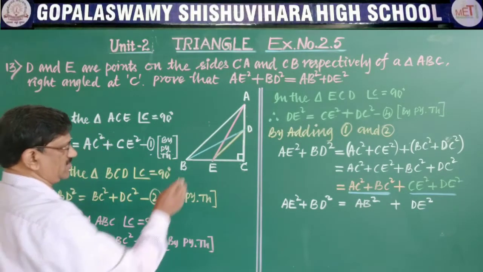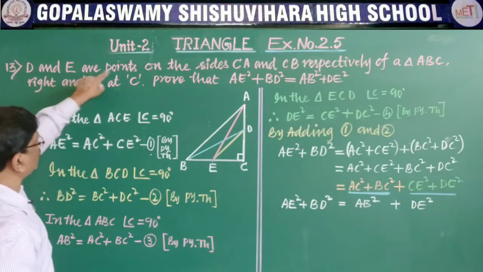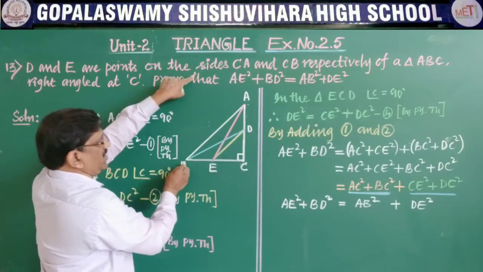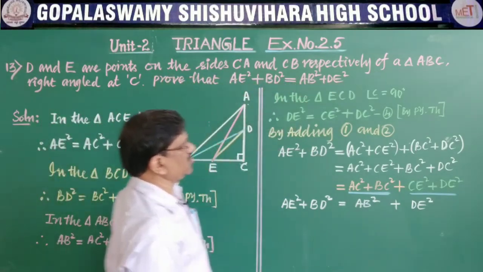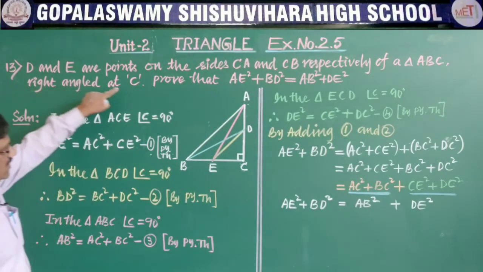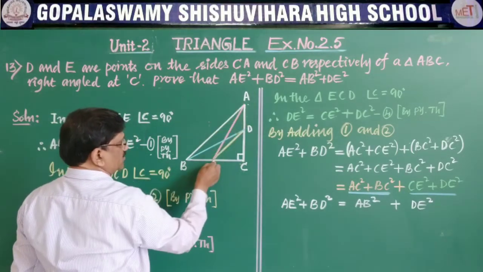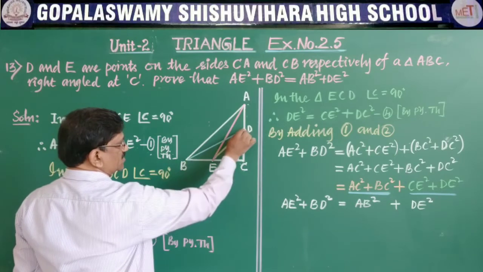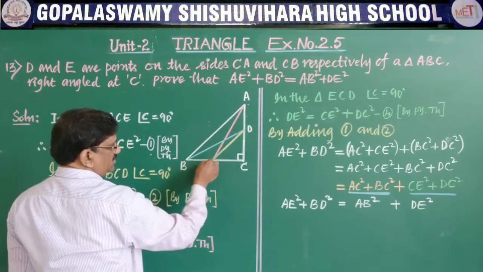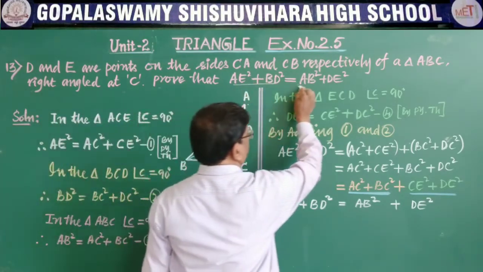So in this figure, you see what we have to show here. D and E are points on the sides CA and CB respectively of a triangle ABC right angled at C. Prove that AE square plus BD square is equal to AB square plus DE square. We have to show this. It is very simple, children, you see.